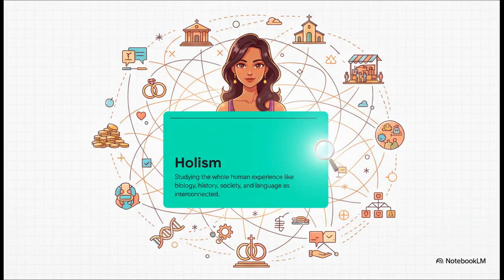First up is holism. Holism is all about seeing the big picture. It means studying the whole human experience as a set of deeply interconnected parts. You can't just study marriage in a vacuum, right? You have to look at how religion, economics, and the broader social structure all impact that marriage system. You literally have to understand the whole machine to understand how one gear works.